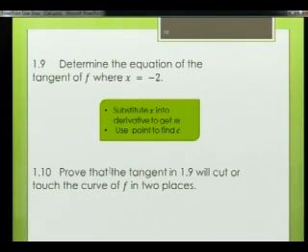The last part, they ask me, prove that the tangent will cut the curve in 2 places. Anywhere where a line cuts a curve, it implies simultaneous equations. So you need to work on simultaneous equations. Okay, I'm not going to work that out because I feel that is old work and you can battle with that completely on your own.